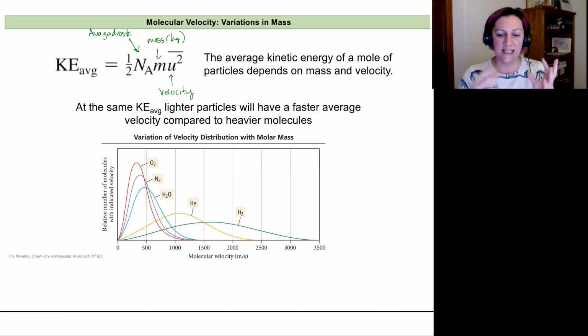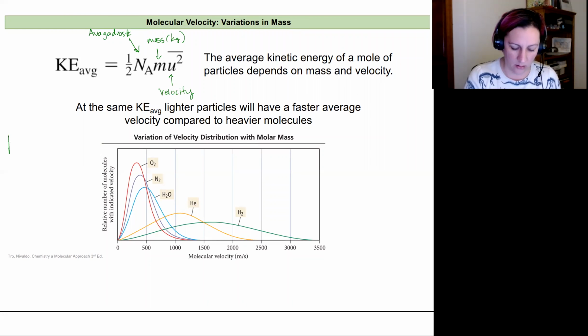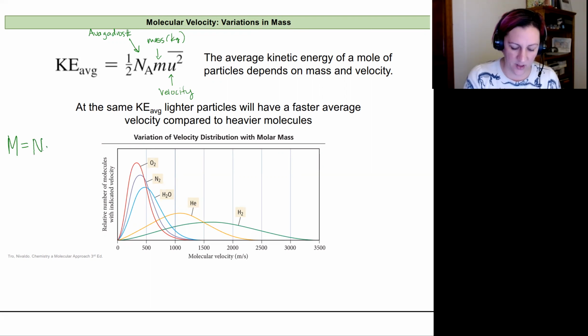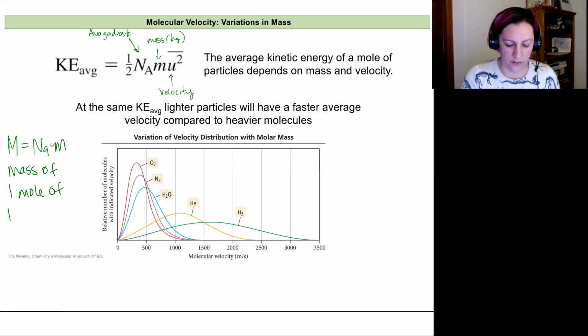And so what this NA times m really is, is this value that we call with just one single M. I know there's like a million variables in chemistry with M in it, but this is the mass of 1 mole of particles in kilograms. So it's NA times m, and this is the mass of 1 mole of particles. It's kind of a super weird M.